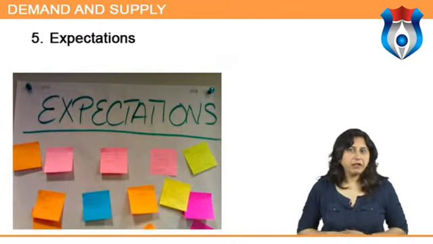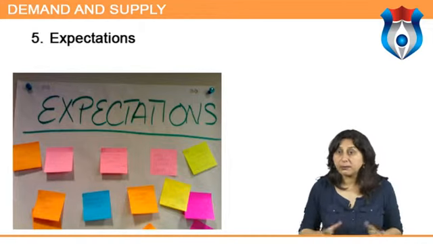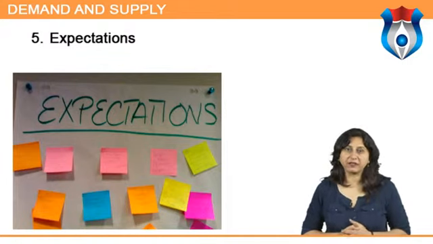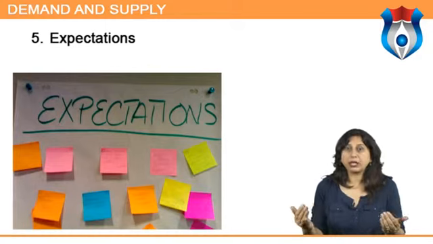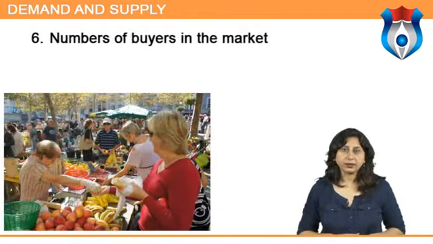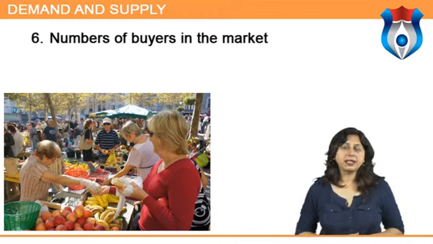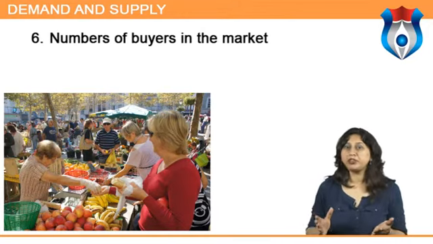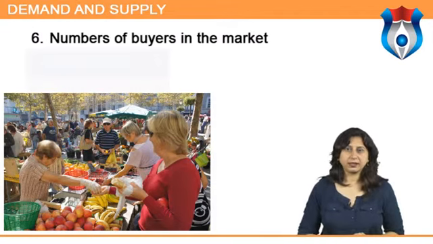Expectations. When people expect that the value of something will rise, then they demand more of it. This explains the housing bubble of 2005. Housing prices rose, but people bought more because they expected the price to continue to go up. Number of buyers in the market. When the number of buyers in the market rises, so will the quantity demanded. The number of buyers actually increased, driving up the demand for goods.